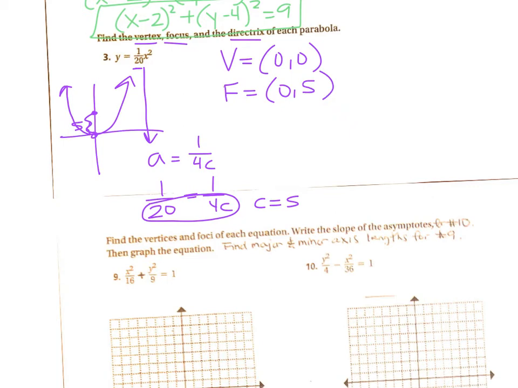Okay, so that's my focus, which means my directrix line is going to be the horizontal line that same distance away down here. So a horizontal line, that's y equals, and now it's a negative 5, and that would be my directrix.